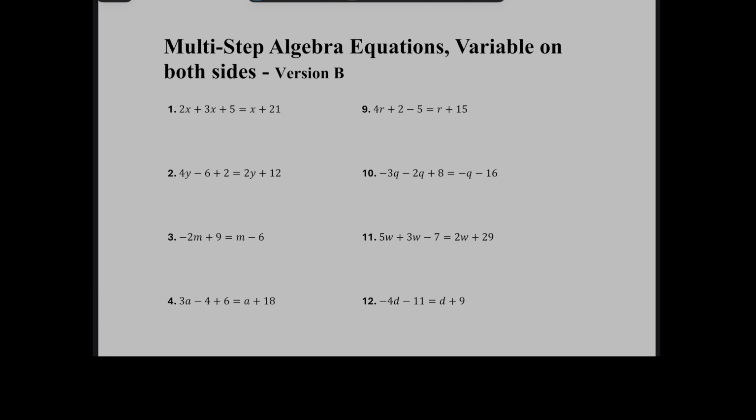Hello, everybody. It's Mac here, and we are going to do equations with variables on both sides. We're going to mix it up, make them a little harder than version A. If you just stumbled on this, make sure you look at version A first.